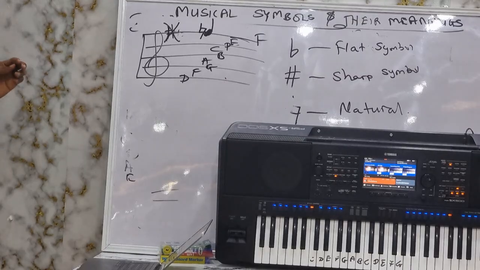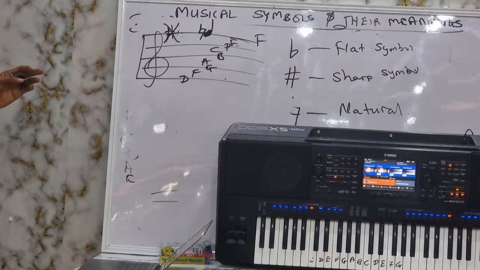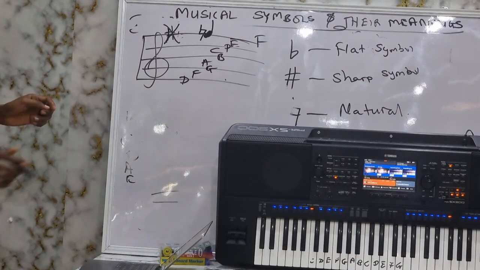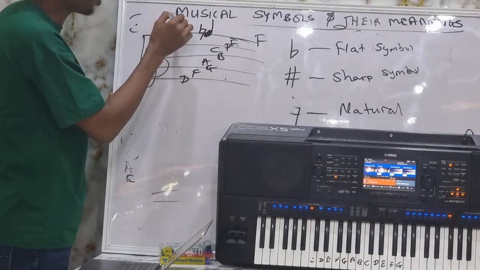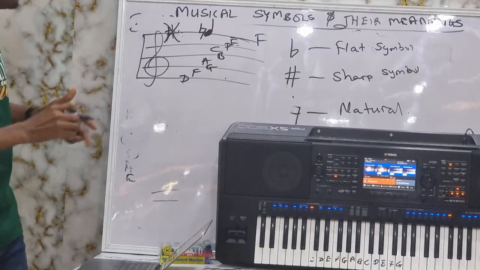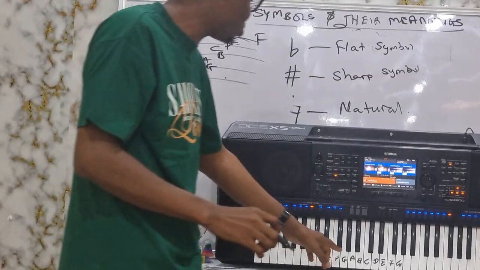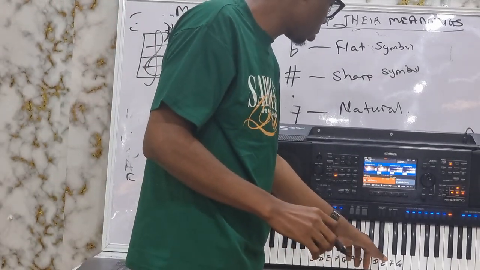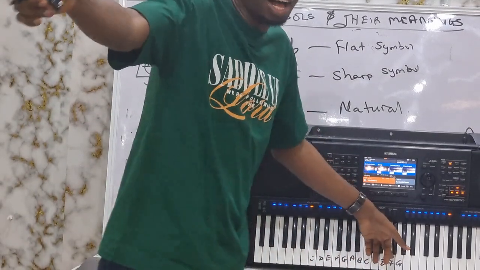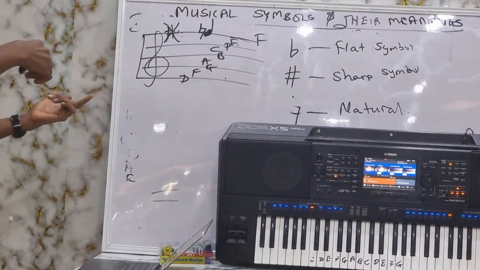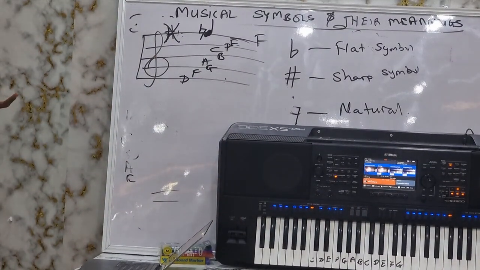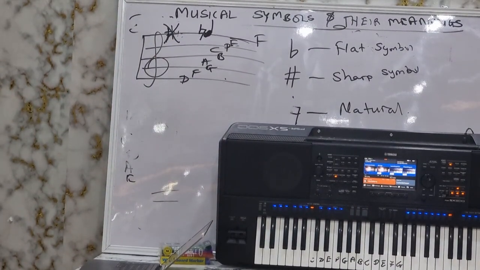Let's make it that so it's easier for you to understand. Are you getting me? This command now is telling you to cancel this command. So when you get to that F now, you will play it the way it is. And that is, it sounds like this. No longer C. Is it clear?